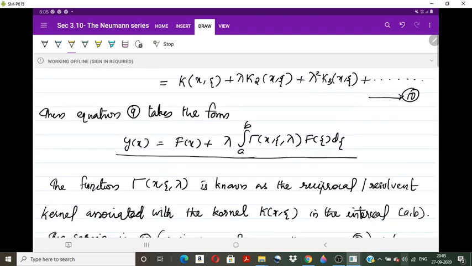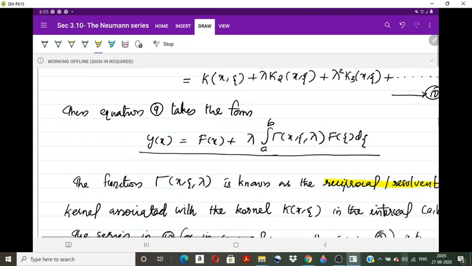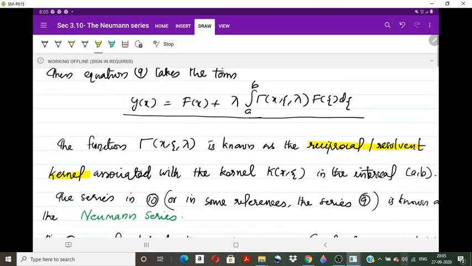Now the function gamma of x zeta lambda is known as the reciprocal or resolvent kernel associated with the kernel K of x zeta in the open interval (a, b), and the series in equation 10, or equation 9, is known as the Neumann series.